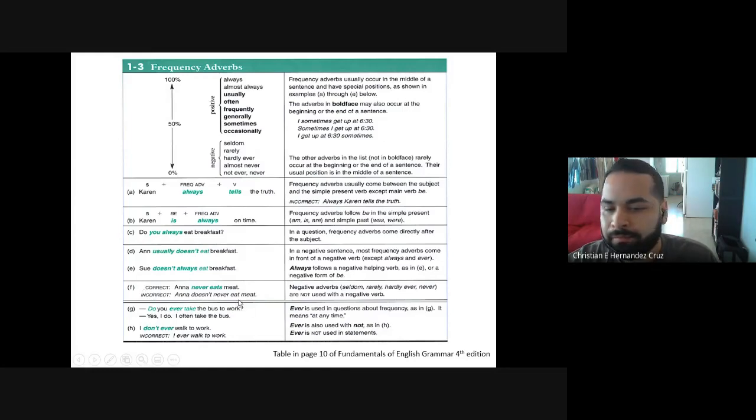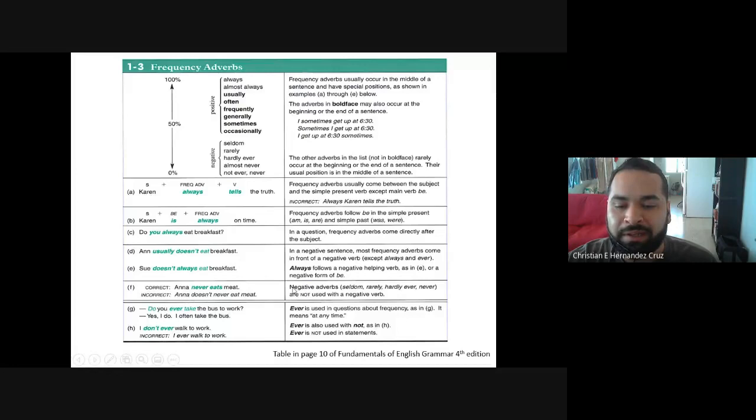Let's go to F. Negative adverbs, which are those right here, seldom, rarely, hardly ever, never, are not used within a negative verb. So if we have a negative verb, we can't also use a negative adverb. Let's see this in action. Anna never eats meat. She could be vegetarian, she could be vegan. She just doesn't eat meat at all. That's the correct way of saying that.